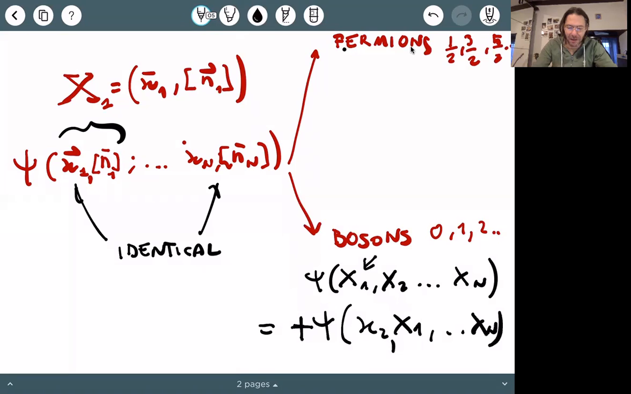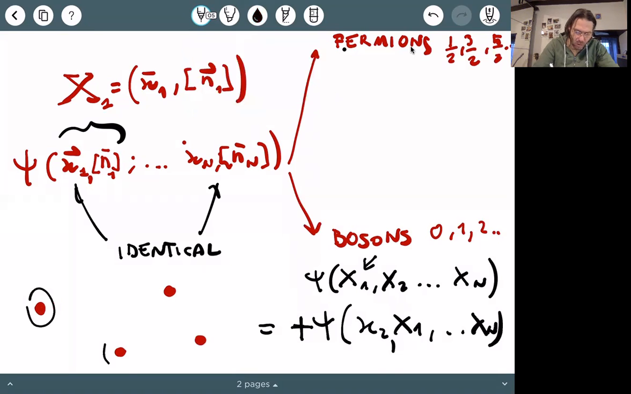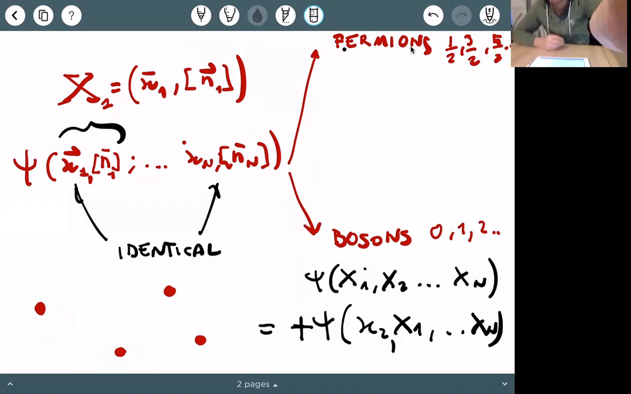If I have identical particles and the system doesn't know how to distinguish them, clearly the probability of this configuration and the probability in which this particle is swapped with this one must be the same. How can the system know they're identical? So this part of the theorem is what you expect from our intuition. Remember, we build our intuition in the classical world, and in the classical world, that is what happens.